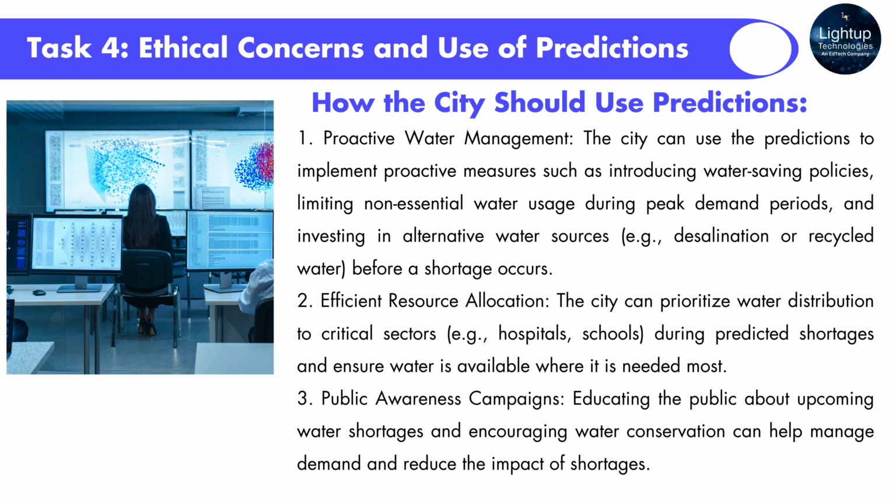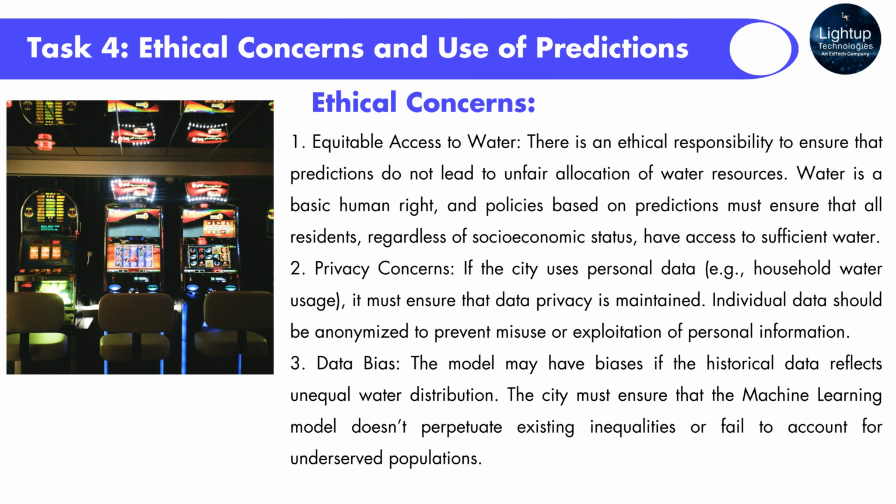Public awareness campaigns: educating the public about upcoming water shortages and encouraging water conservation can help manage demand and reduce the impact of shortages. Ethical concerns: equitable access to water. There is an ethical responsibility to ensure that predictions do not lead to unfair allocation of water resources. Water is a basic human right, and policies based on predictions must ensure that all residents, regardless of socioeconomic status, have access to sufficient water.